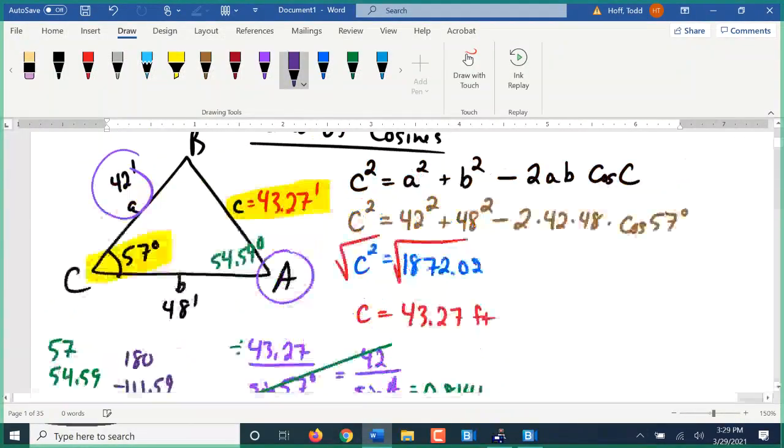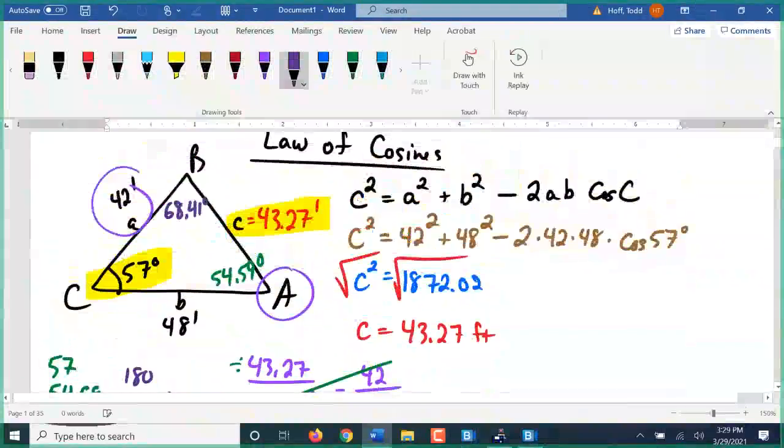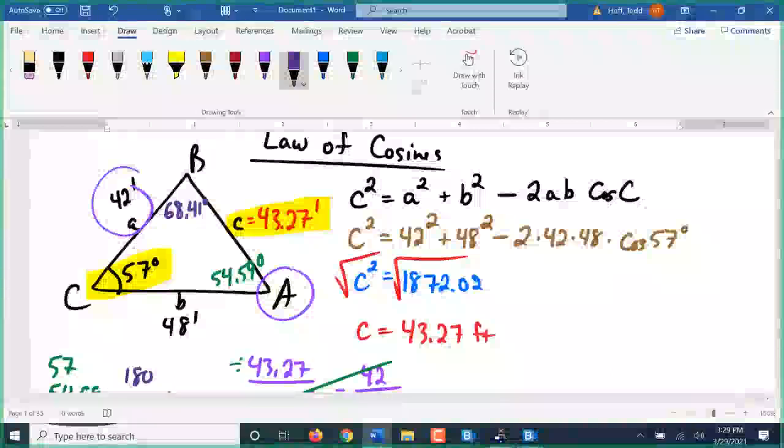Could have got there eventually. I'll take it too. Yep, that's what I figured. That's 68.41 degrees. We have it. All done.